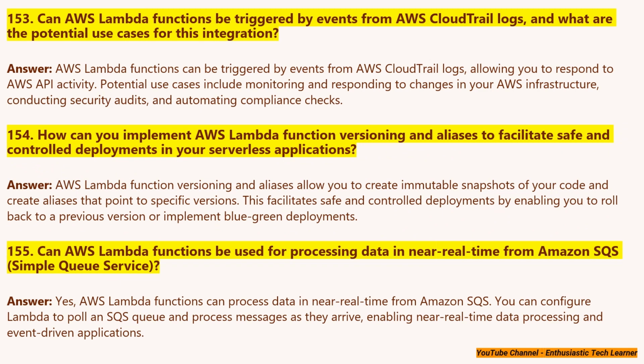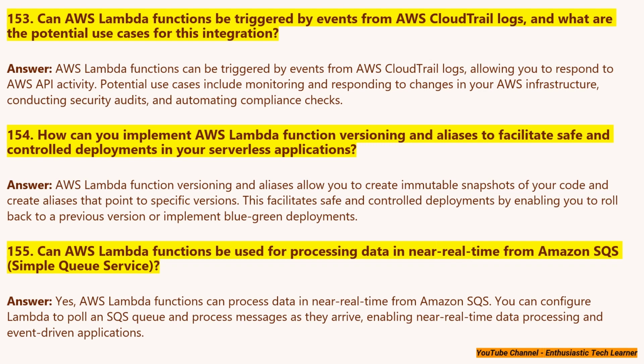Can AWS Lambda functions be triggered by events from AWS CloudTrail logs, and what are the potential use cases for this integration? AWS Lambda functions can be triggered by events from AWS CloudTrail logs, allowing you to respond to AWS API activity. Potential use cases include monitoring and responding to changes in your AWS infrastructure, conducting security audits, and automating compliance checks.